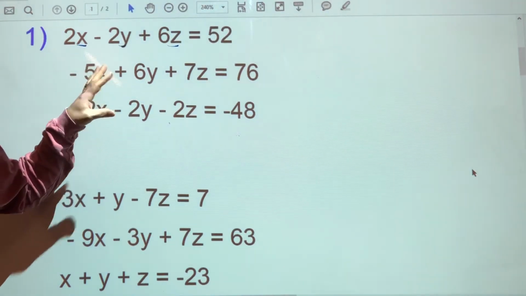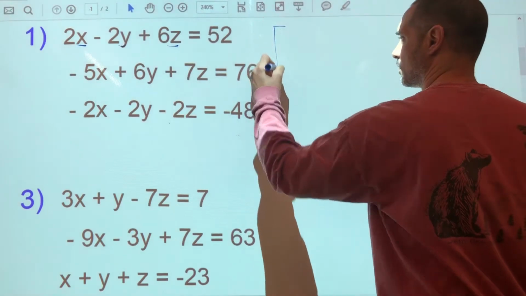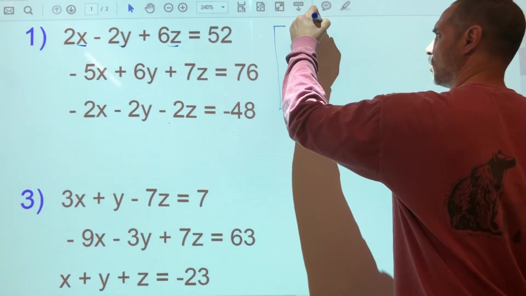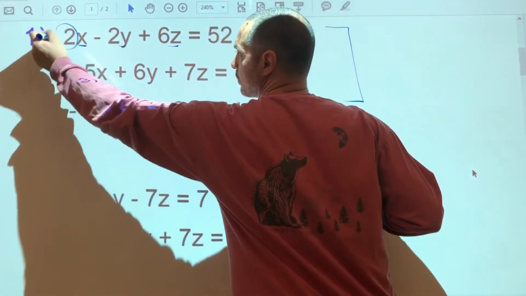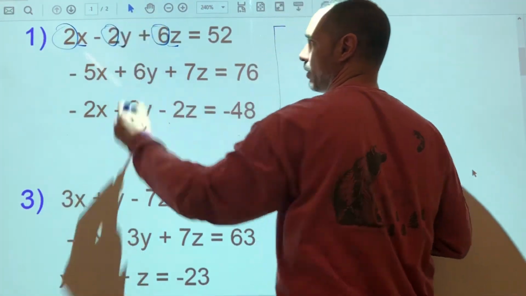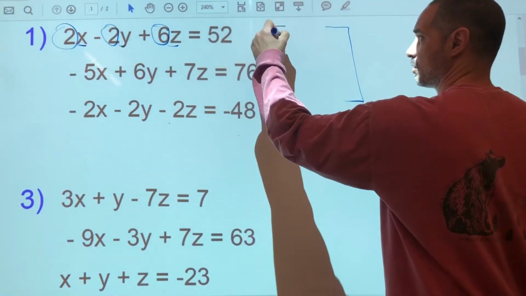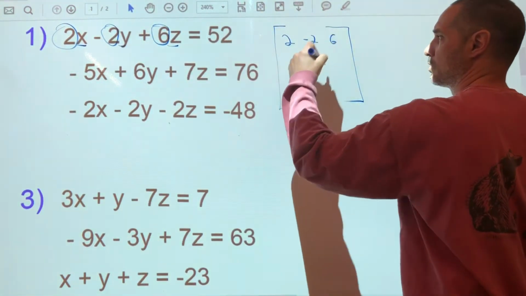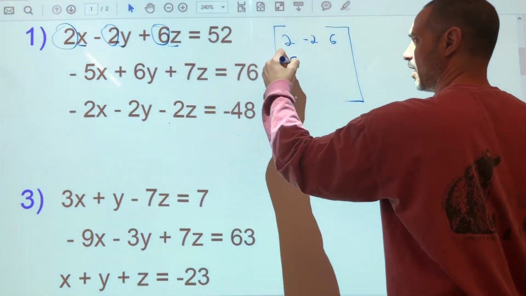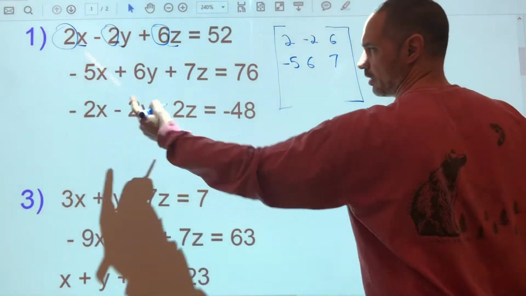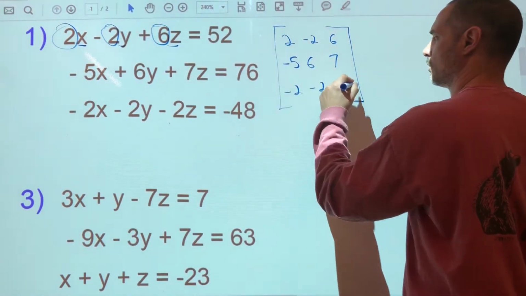So remember, we have to set this up in three different matrices. The first matrix is called the coefficient matrix, and the coefficient matrix is made up of all the numbers that occur in front of the letters. So on the first row, we have 2, negative 2, 6. And the second row will be negative 5, 6, 7. And the last row will be negative 2, negative 2, negative 2.